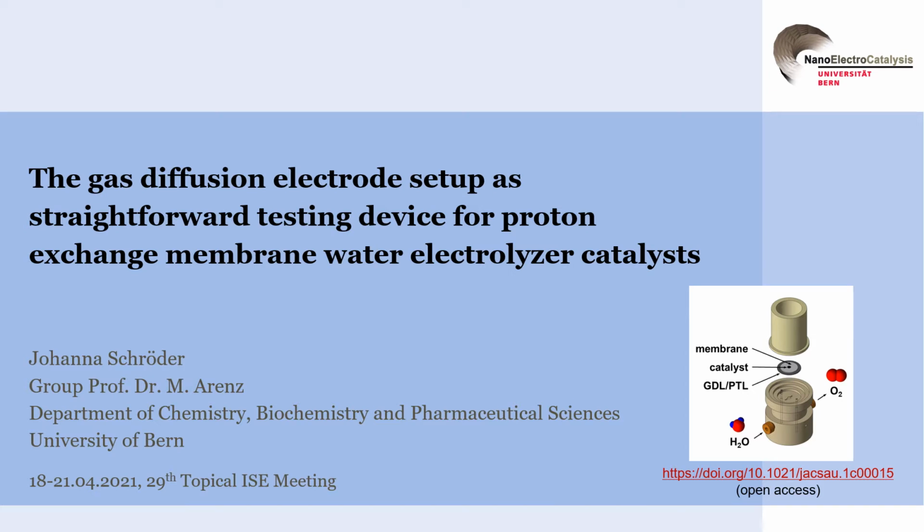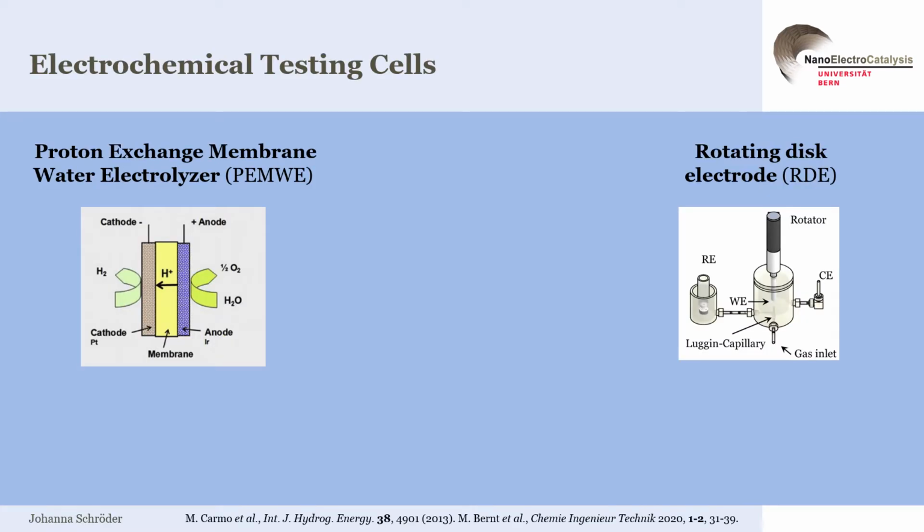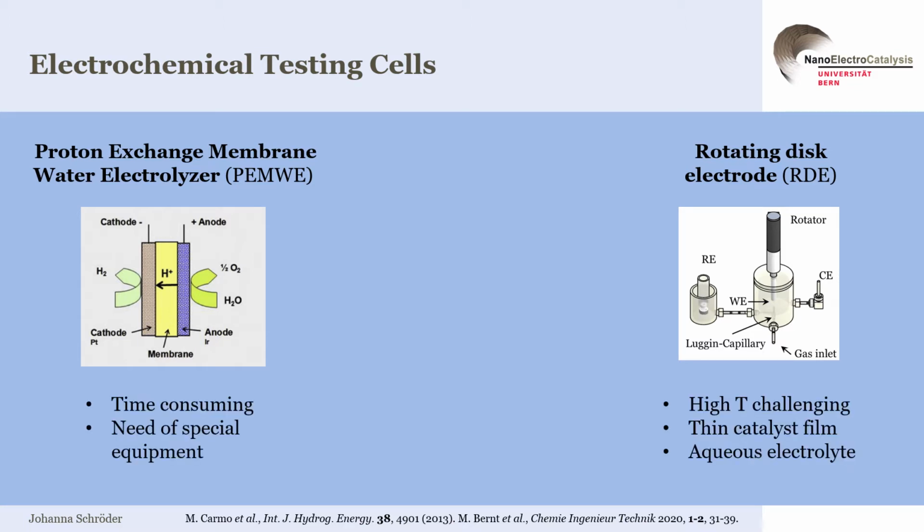Today I want to talk about the gas diffusion electrode setup for testing catalysts of water electrolyzers. Catalysts are normally tested using rotating disc electrodes or directly in a membrane electrode assembly. The use of both setups includes some challenging aspects. Assembling of PEM electrolyzers, for example, is time-consuming and special equipment is necessary. For RDE setups, on the other hand, the use of high temperatures is challenging.